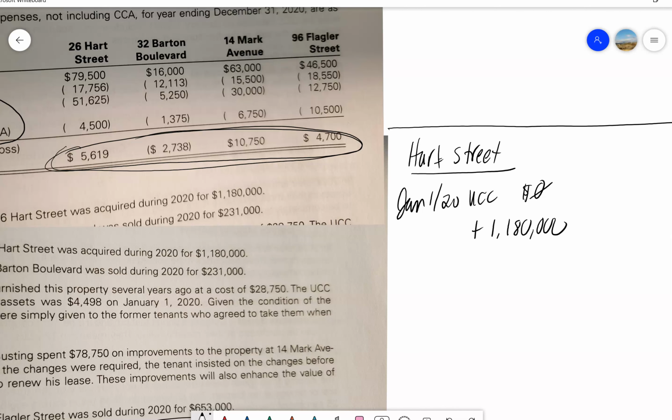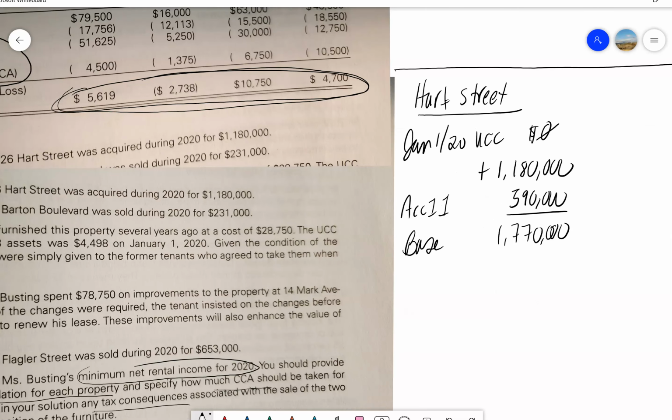Now, because this was acquired in 2020, the accelerated investment incentive would apply. So we have to add 50% of that to our CCA base. That's going to be $590,000. And so our CCA base for calculating CCA is going to be $1,770,000. Now, we're not going to actually figure out how much CCA we can deduct until later on, but let's just figure out what would be the maximum CCA we could take if we had enough income.